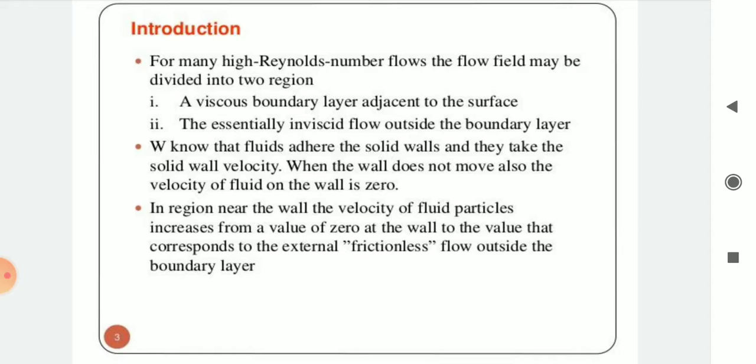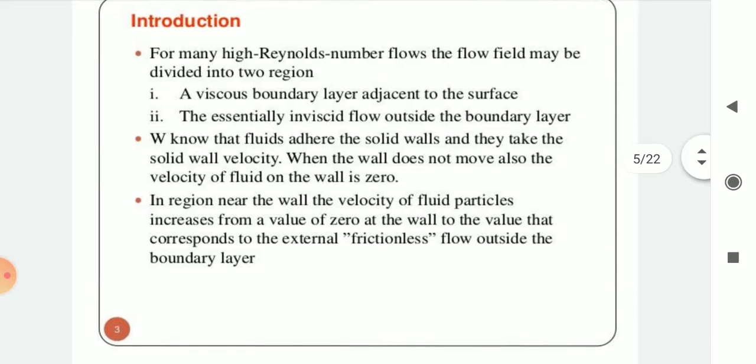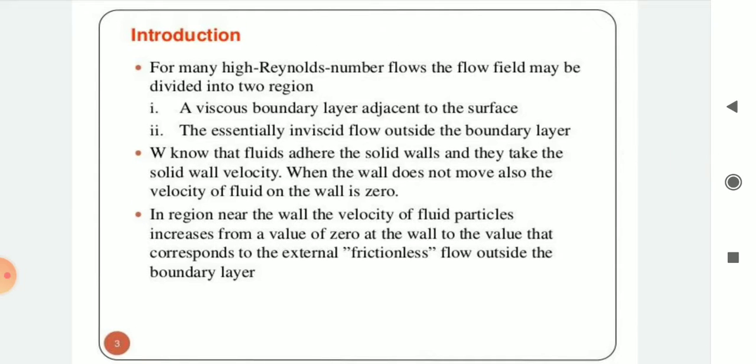We know that fluids adhere to solid walls and they take the solid wall velocity. When the wall does not move, the velocity of fluid on the wall is also 0. In the region near the wall, the velocity of fluid particles increases from a value of 0 at the wall to the value that corresponds to the external frictionless flow outside the boundary layer.